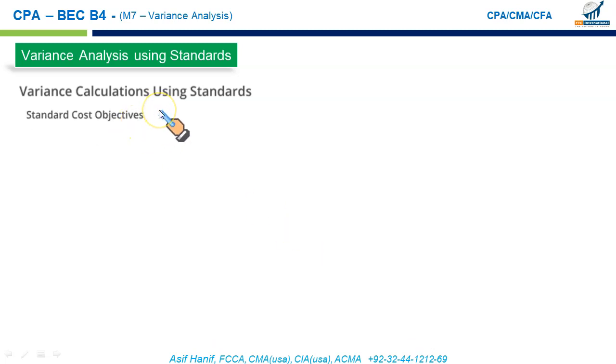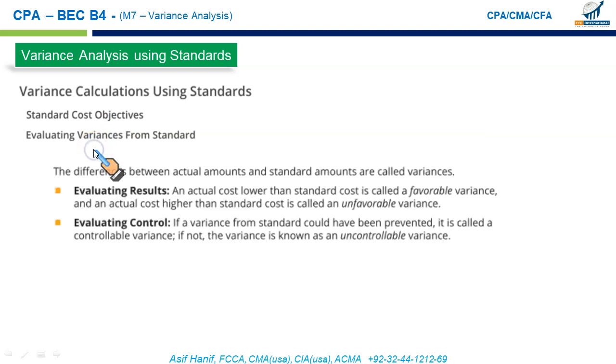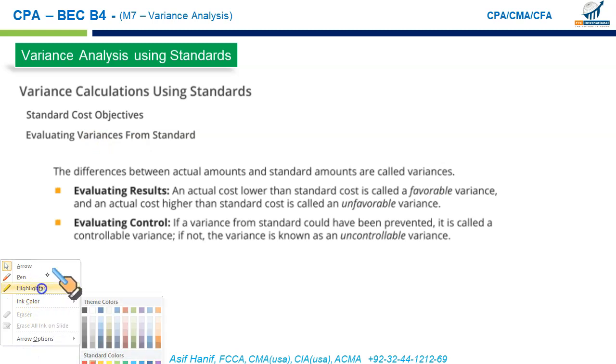Variance calculations using standards. What is the objective of standard costing? The objective of standard costing is that we want to establish some realistic predetermined targets of cost, budgeted cost which we can use for planning, which we can use for performance evaluation. Okay, now how do we evaluate variances from standard? This is it. Let me highlight the relevant part.